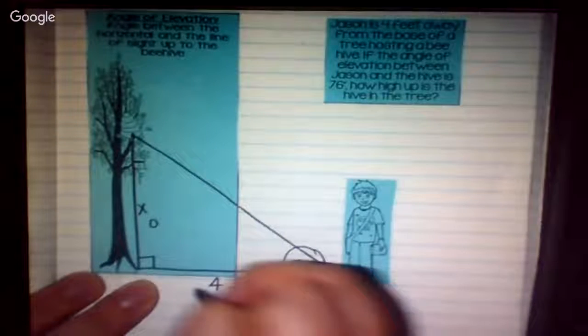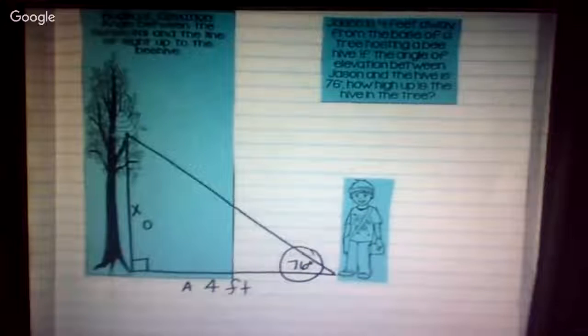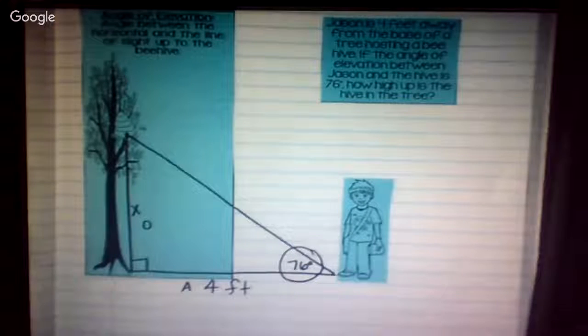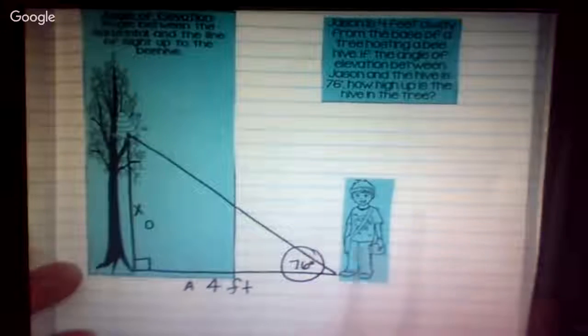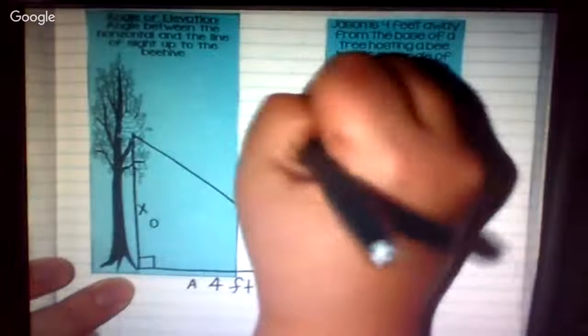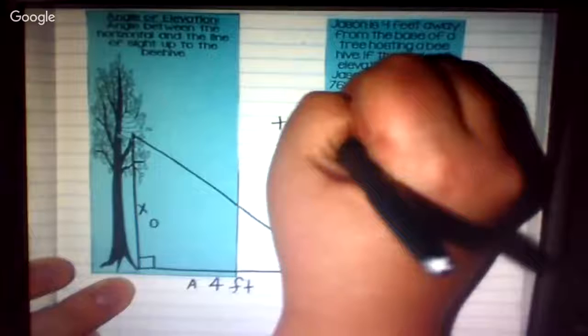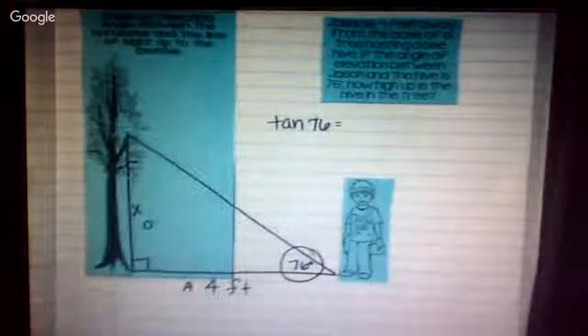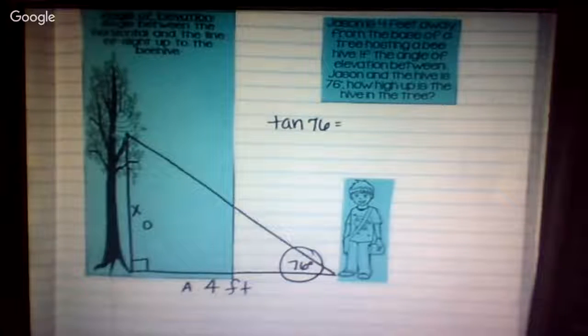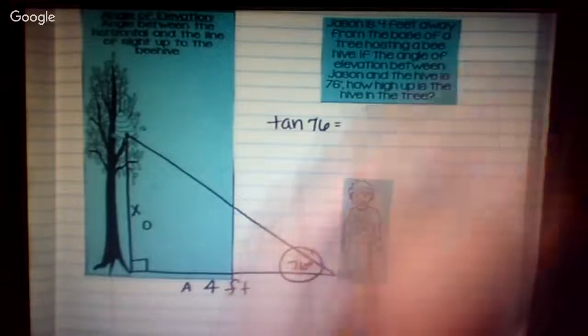opposite, and 4 is my adjacent. That's my TOA. Tangent. So the tangent of my angle. The tangent of 76 degrees is what over what? X over 4.